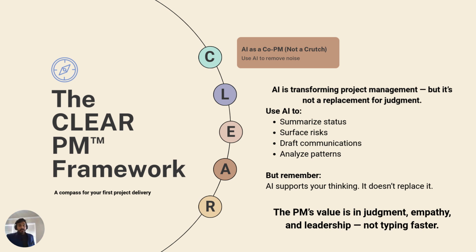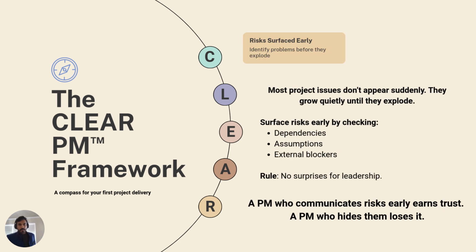But the checkpoint worry is that AI supports your thinking, but it doesn't replace it, right? The PM's value is in judgment, empathy, and leadership, not typing faster, right? So do not think that with the AI you will deliver faster, better, or easier. AI will help you in your day-to-day job, but not taking a judgment. So you should always focus on that particular part. And the last, risk. Risk is the most important thing.